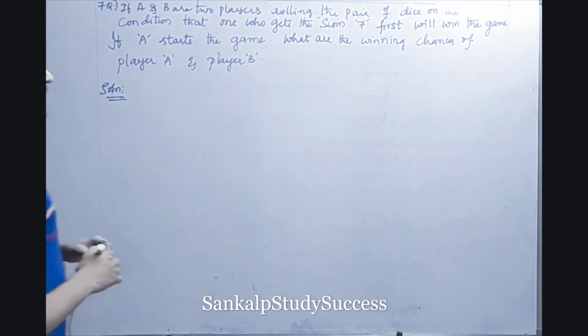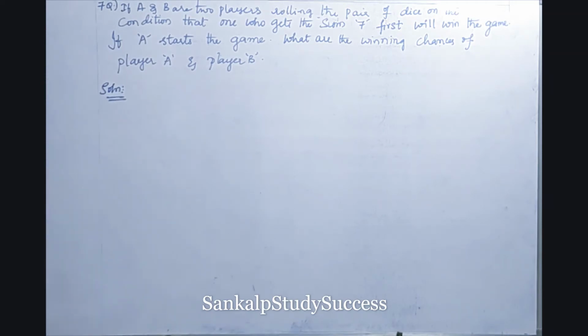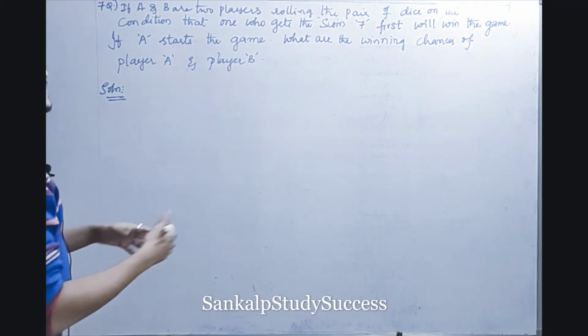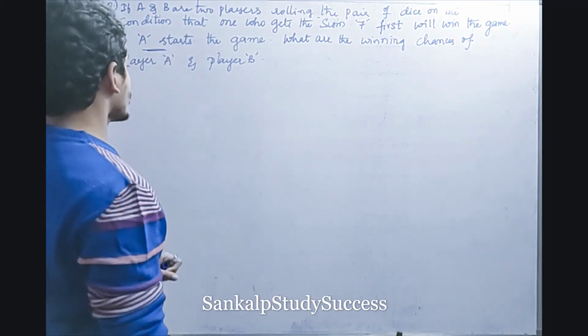So next, another important question, friends, very interesting question. See, if A and B are two players rolling a pair of dice on the condition that the one who gets the sum 7 will win the game. If A starts the game, what are the winning chances of player A and player B?